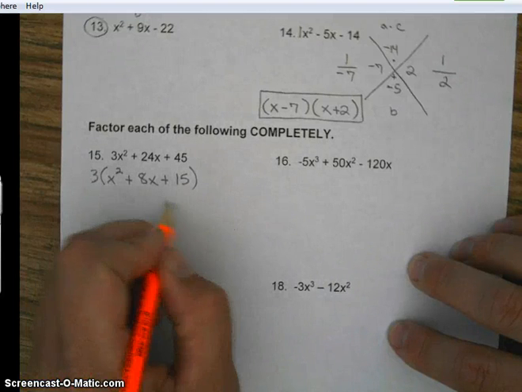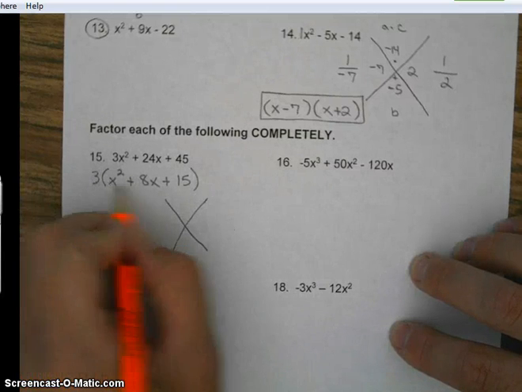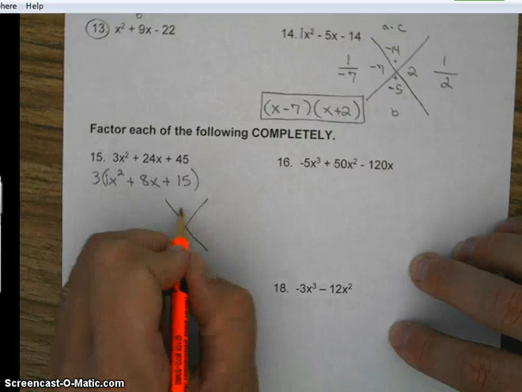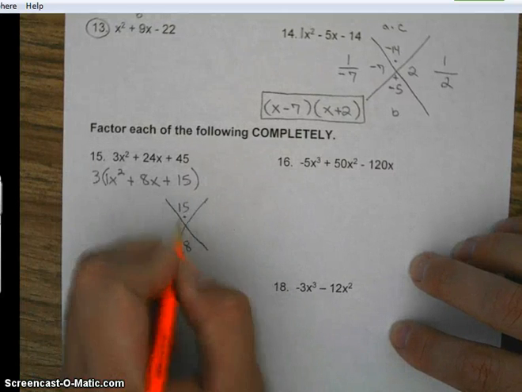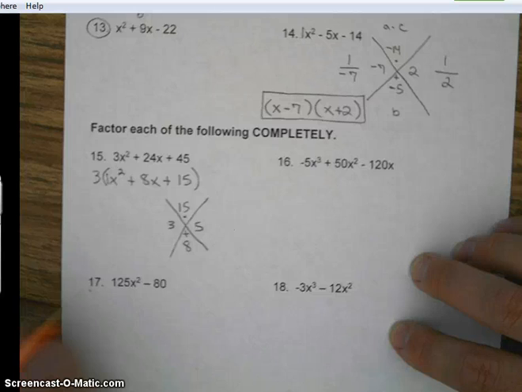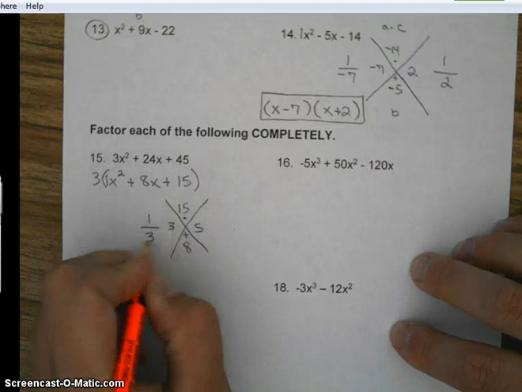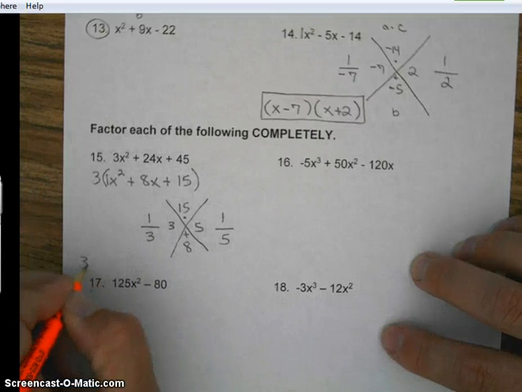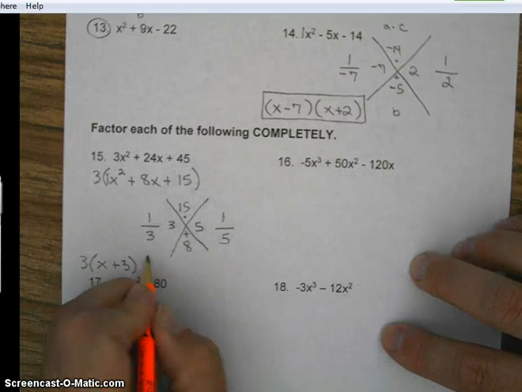Now, we're going to factor this. So now the 3 is a separate factor. So we're going to factor what's inside the parentheses. So this is going to be 1. So 1 times 15, 8 on the bottom. Okay, so multiply, add. So we're going to use 3 times 5 is 15. 3 plus 5 is 8. Put our a value on the top. Factor on the bottom. So here we go. Don't forget your 3. So 3, 1x plus 3, 1x plus 5.